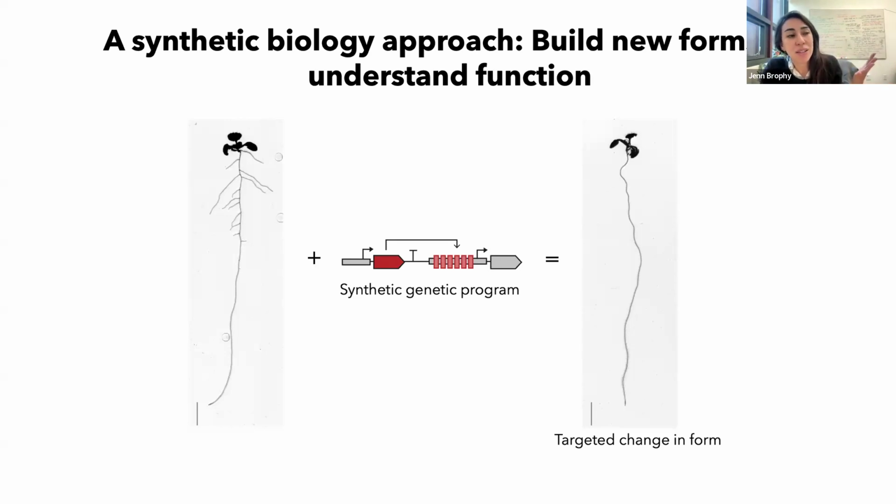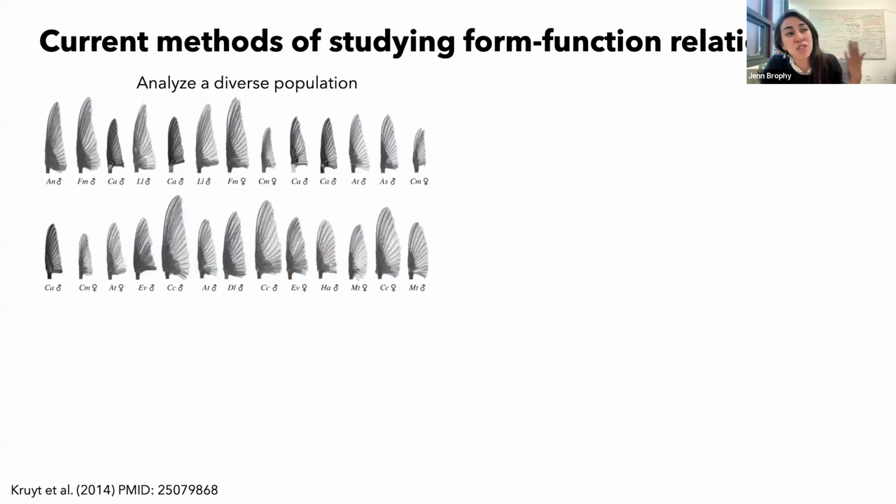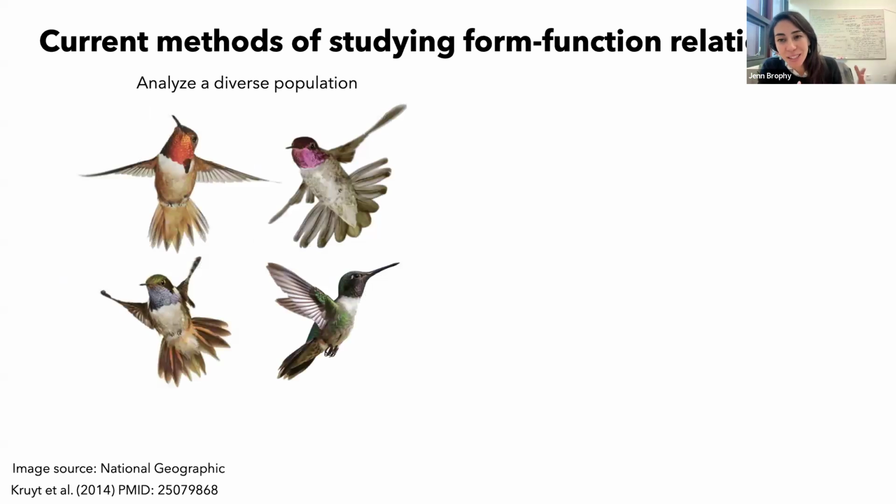If you look at the other methods that people use to study changes in structure, you'll find that often people will look at a diverse population in order to get variation in a feature of interest. So these are hummingbird wings. To understand how the shape of the hummingbird wings affects flight, people will look at different hummingbird species because there's variation in wing shape. And they'll draw conclusions about how that wing shape is affecting flight. However, there are several different aspects of the bird that also change as you move from species to species. And so it becomes a little bit more challenging to attribute a change in flight, for example, to exactly that change in wing shape.